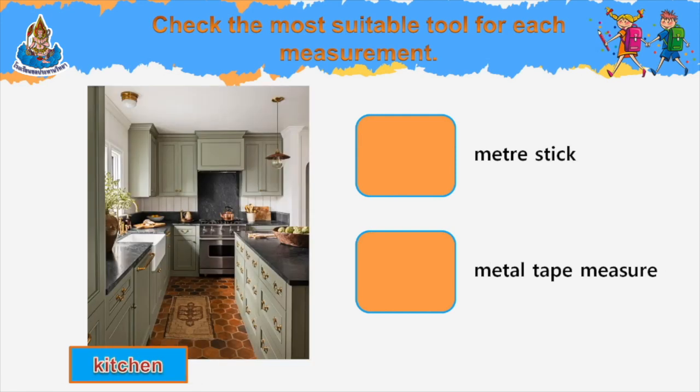So I think this is the last one. I want to measure how big my kitchen is. What's the size of my kitchen? Which one should I use? A meter stick or a metal tape measure?